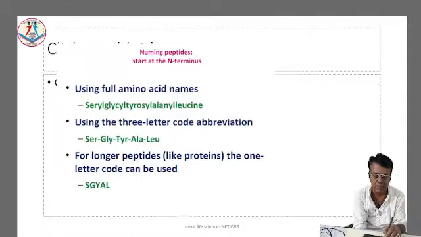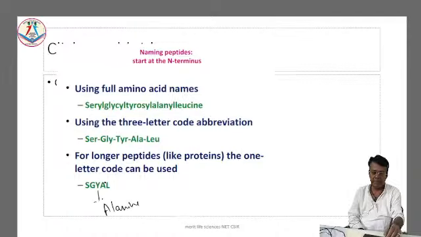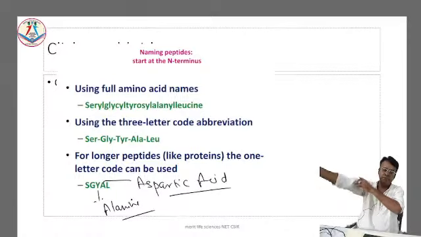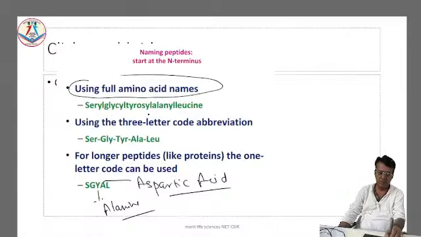For SGYAL, we have decoded it as what? S for serine, G for glycine, Y for, tell me, Y for beta? No idea. Y for tyrosine. I just told you, no? Alanine. A for aspartic acid. Yes. That's for leucine. So this is the full amino acid name: serine, glycyl, tyrosyl. But when you are writing in the three letter code form, you write serine, glycine, tyrosine, alanine, leucine.